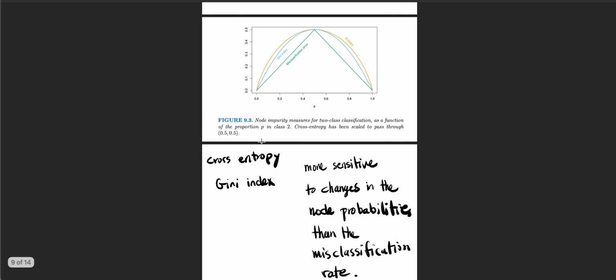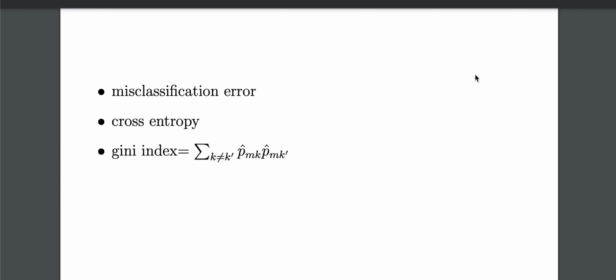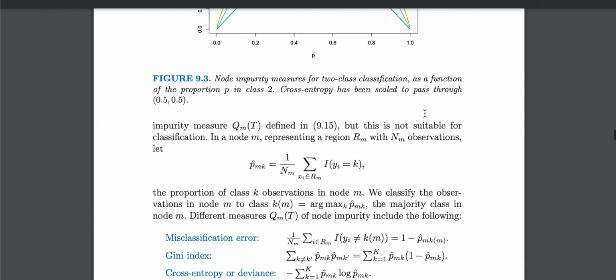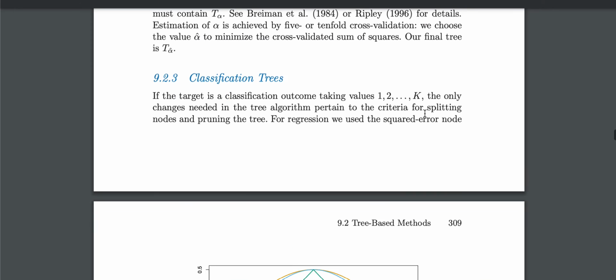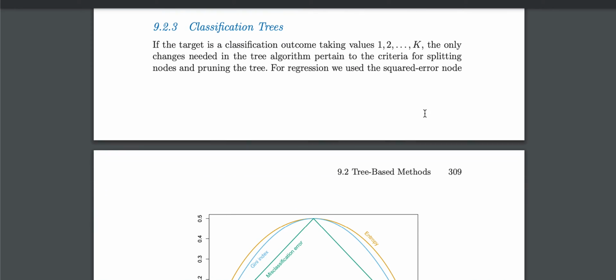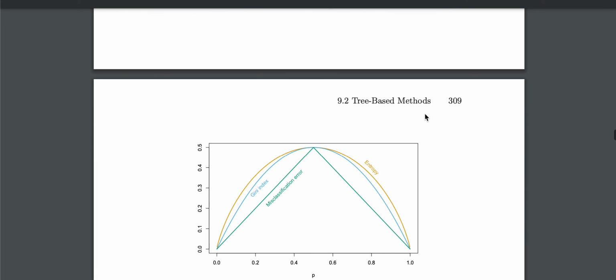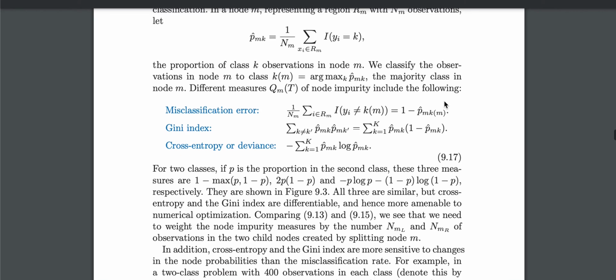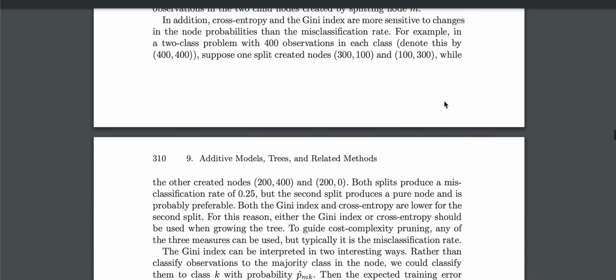And if you look at the discussion in the Elements of Statistical Learning book, around figure 9.3, so what I discussed was essentially mostly from this part of the book. So I recommend you read this part on your own, page 309, and it goes over everything I said.